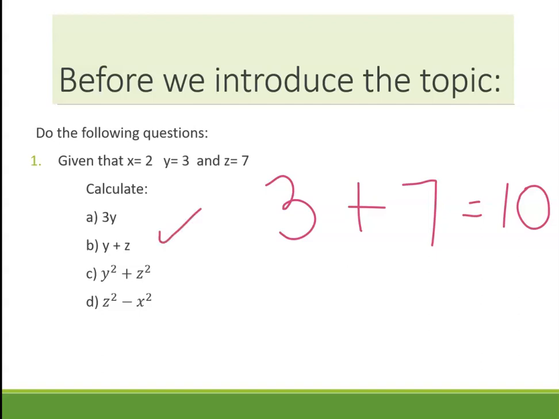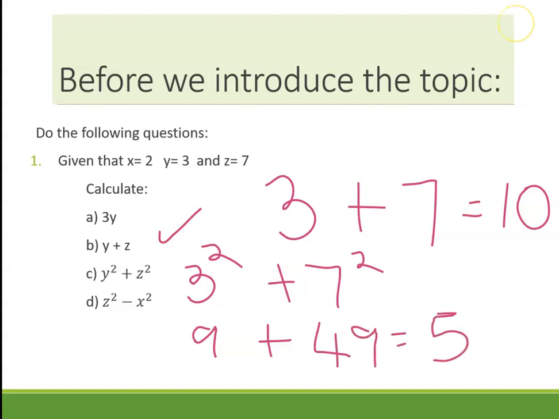And the third question we have is y squared plus z squared. So that is 3 squared plus 7 squared. And remember, when you square a number, we multiply it by itself. So that is 3 times 3, 9, plus 7 times 7, 49. So our answer would be 58.